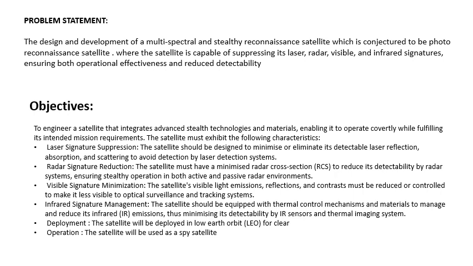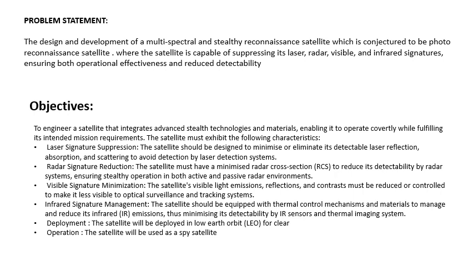The objective for this project is to engineer a satellite that integrates advanced stealth technology and material, enabling it to operate covertly while fulfilling its intended mission requirement. The satellite must exhibit the following characteristics: laser signature suppression. The satellite should be designed to minimize or eliminate its detectable laser reflections, absorption, and scattering to avoid detection by laser detection systems. Radar signature reduction: the satellite must have a minimized radar cross-section to reduce its detectability by radar systems, ensuring stealthy operation in both active and passive radar environments.